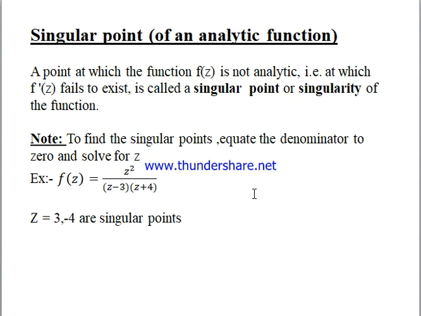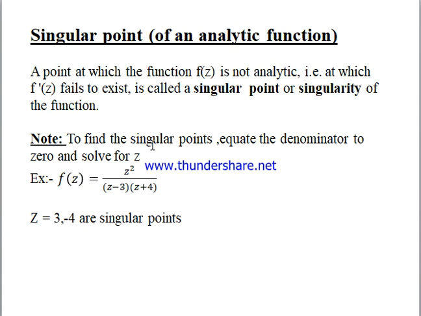Next is the singular point of an analytic function. We already discussed that analytic means f dash of z exists at a particular point. So the point at which the function is not analytic, that is, at which f dash of z does not exist, is called a singular point or singularity of f of z.